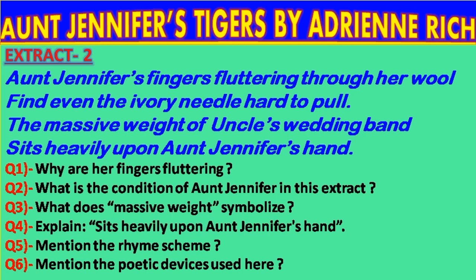Question 2. What is the condition of Aunt Jennifer in this extract? Answer. Aunt Jennifer is going through mental and physical trauma because of her unpleasant experience of married life. Question 3. What does massive weight symbolize? Answer. Massive weight symbolizes the pressure and burden she is undergoing. Question number 4. Explain sits heavily upon Aunt Jennifer's hands. Answer. It means that she has to face the constraints and restrictions because she is not allowed to do as she pleases. She has to follow the rules of her husband.